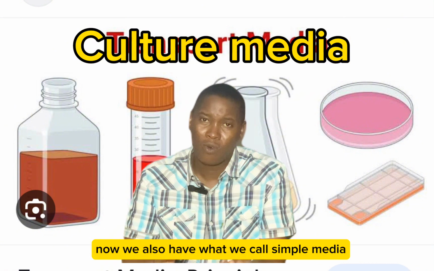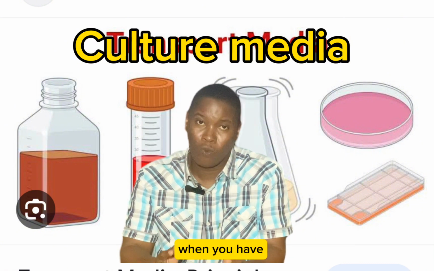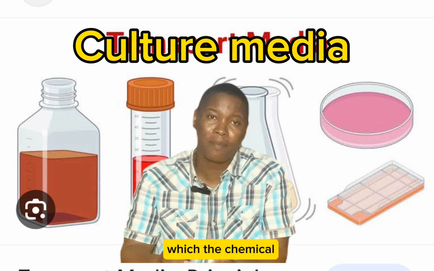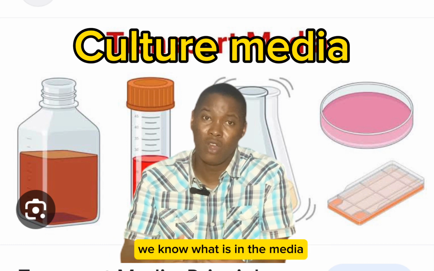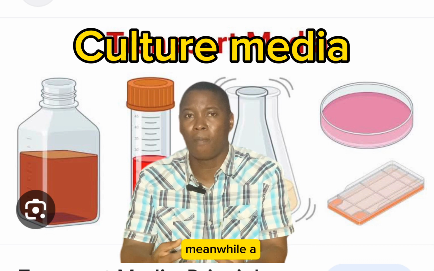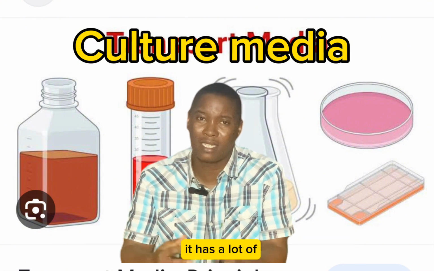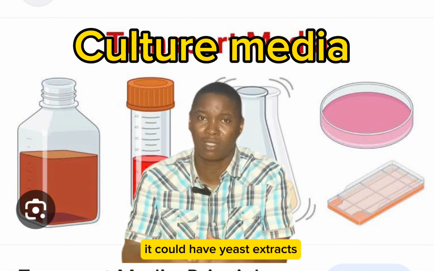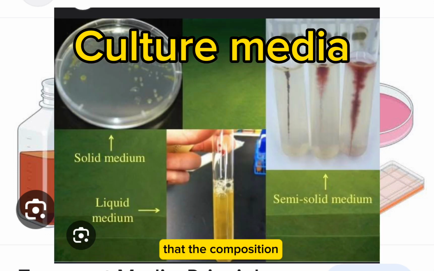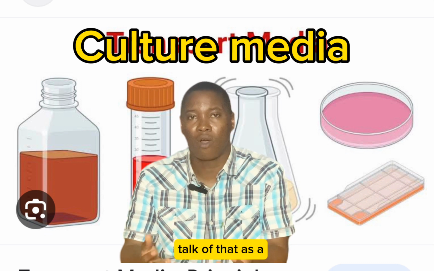Now, we also have what we call simple media and what we call complex media. When you have a general purpose media, or a media which the chemical constituent is known, we know what is in the media, we refer to it as a simple media. Meanwhile, a complex media is a media that we do not know the chemical composition. It could have yeast extracts, it could have meat extracts, it could have proteins, many different things that the composition is not chemically defined, is not well known. We talk of that as a complex media.